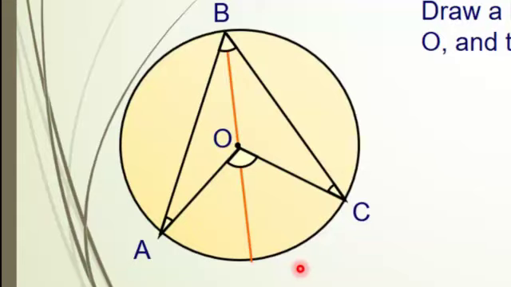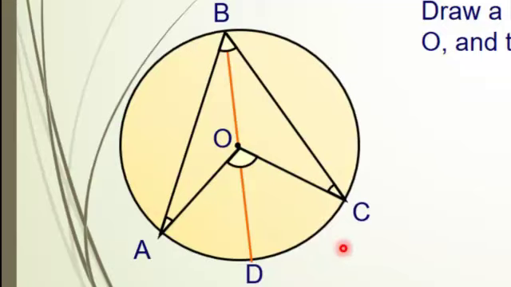Now the next thing we're supposed to do, because we want to prove it, is to know that we have two triangles in the circle. I have this triangle OAB, and again I have triangle OBC. These are two triangles that are going to help us to solve our problem or to prove it.